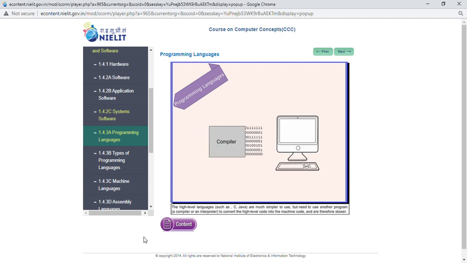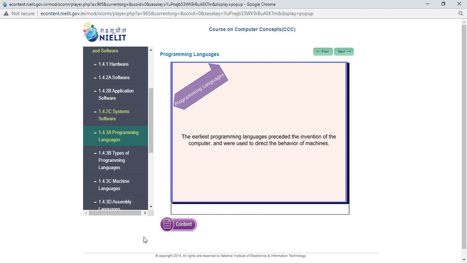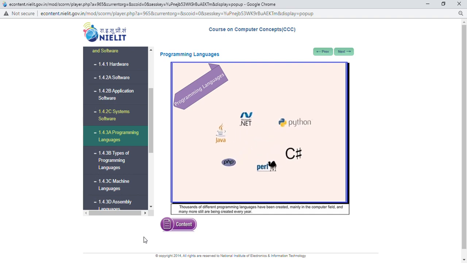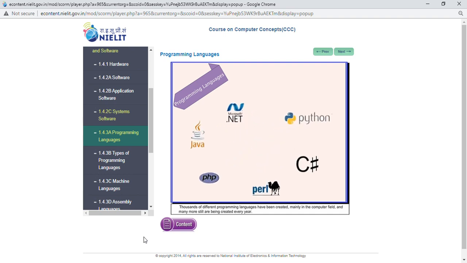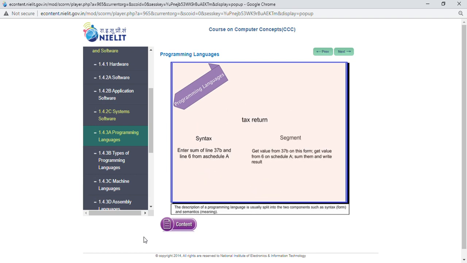The high-level languages such as C, Java are much simpler to use but need to use another program, a compiler or an interpreter, to convert the high-level code into the machine code and are therefore slower. The earliest programming languages preceded the invention of the computer and were used to direct the behavior of machines. Thousands of different programming languages have been created, mainly in the computer field, and many more still are being created every year. The description of a programming language is usually split into two components, such as syntax, that is form, and semantics, that is meaning.